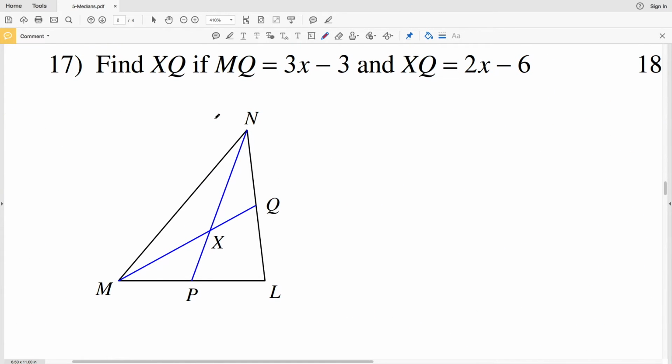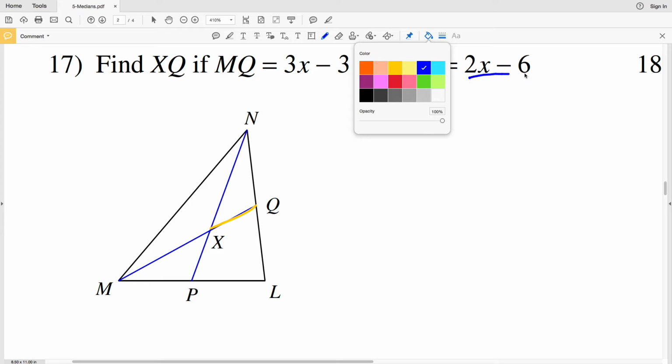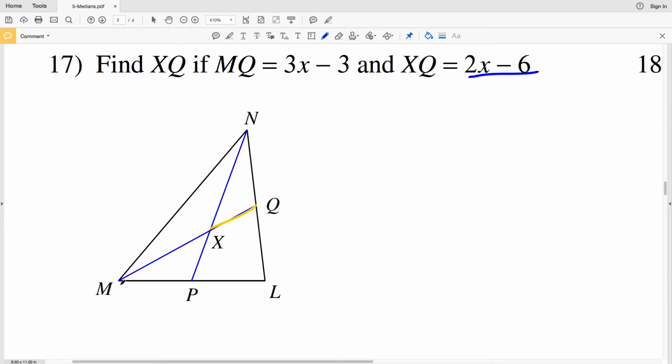In number 17, we're finding XQ if MQ equals 3x minus 3 and XQ equals 2x minus 6. XQ is what we're finding, and we're given that that's 2x minus 6, and we're given that MQ, the total length of the median, is 3x minus 3. We know that M to X would be 2/3 of M to Q, so that means that X to Q is 1/3 of M to Q. So XQ equals 1/3 of the length MQ.